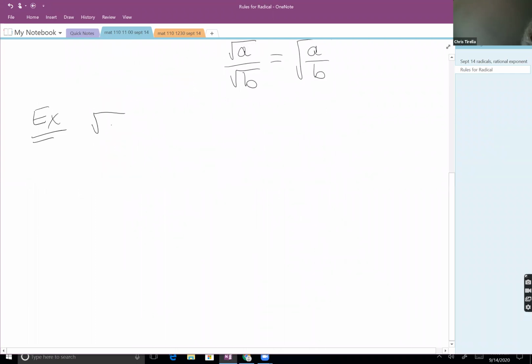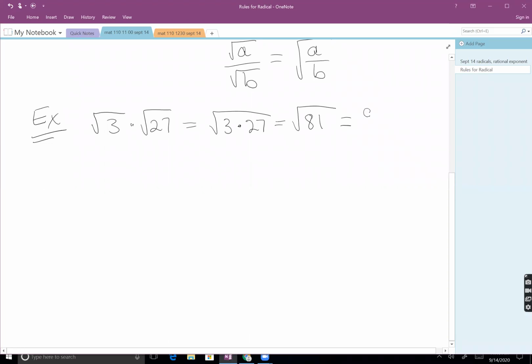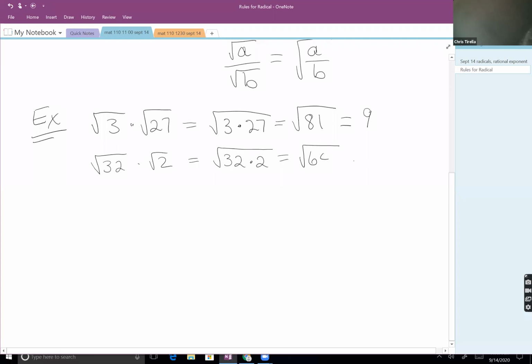So let's look at a few examples. If I have the square root of 3 times the square root of 27, working this way, that's the square root of 3 times 27, which is the square root of 81, which would be 9. Instead, if I have the square root of 32 times the square root of 2, I can think of that as the square root of 32 times 2, which would be the square root of 64, which is 8.